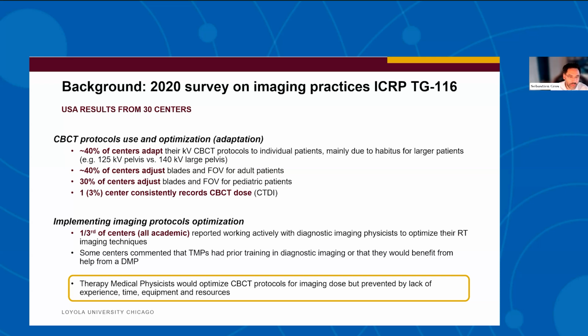And finally, the main point that we got from that US response is that IGRT optimization by therapy medical physicists was prevented by the lack of experience and training in imaging, time, and resources. Basically, diagnostic equipment was not standard in radiotherapy centers, so we were not able to do that optimization work like they do in diagnostic imaging.